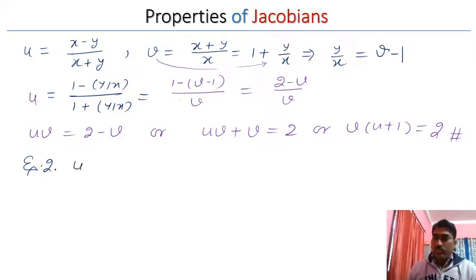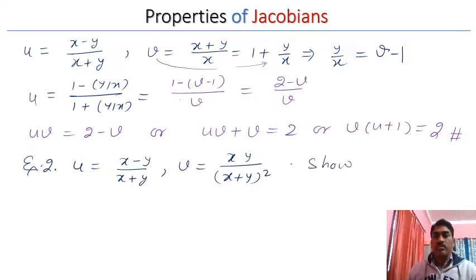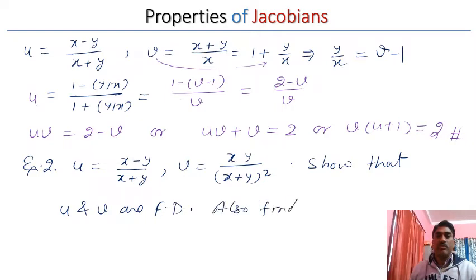u is equal to x minus y by x plus y, and v is equal to xy by x plus y whole square. So that u and v are functionally dependent. Also find a relation if it exists. Again, you will find the Jacobian of uv with respect to xy.